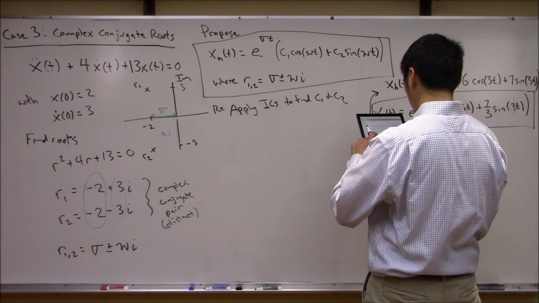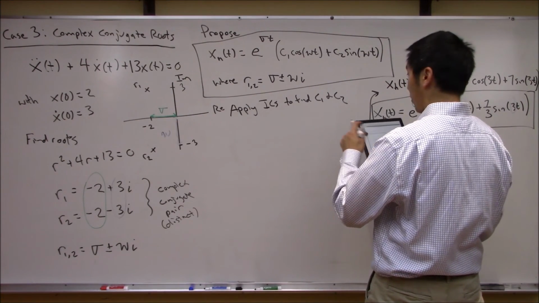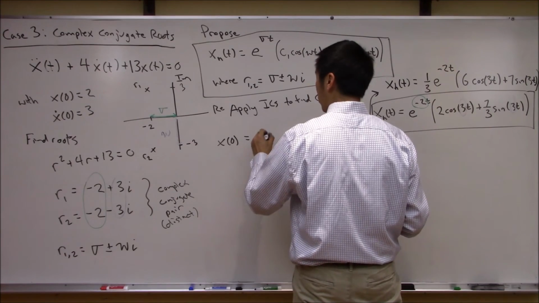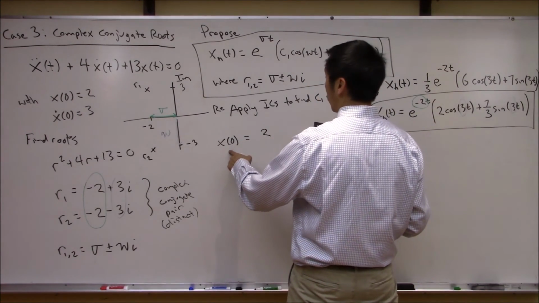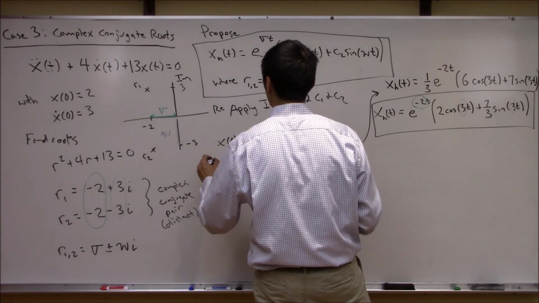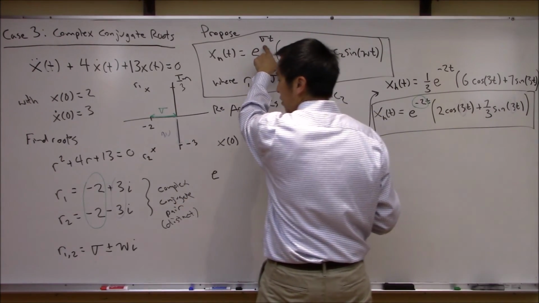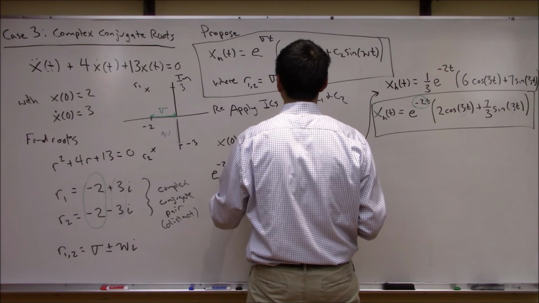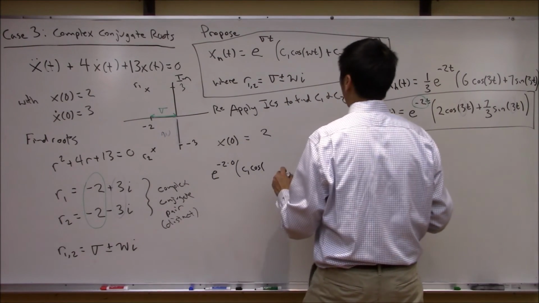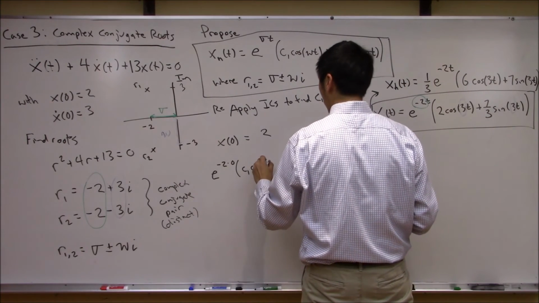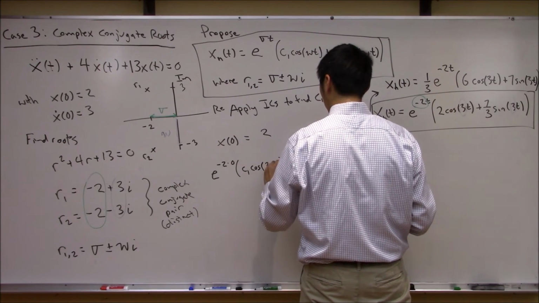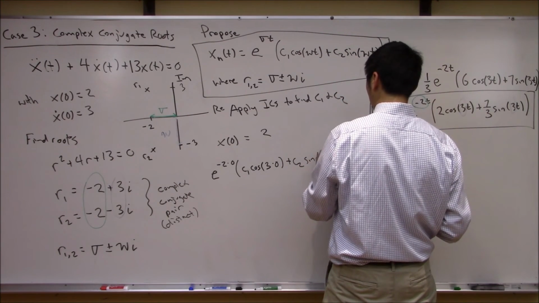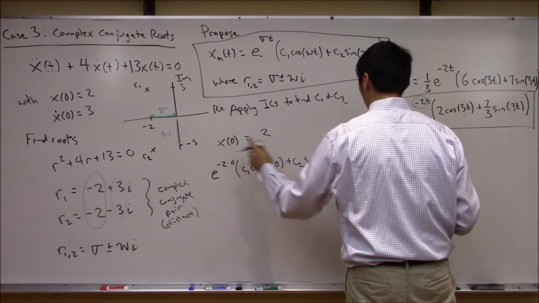So again, x0 has got to equal 2. So what is x0? So x at time 0, this is e to the, what is sigma in our case? Sigma is -2, right? E to the -2 times 0, this whole thing times c1 cosine of 3 times 0, plus c2 sine of 3 times 0. That's this whole left term. This has got to equal 2.